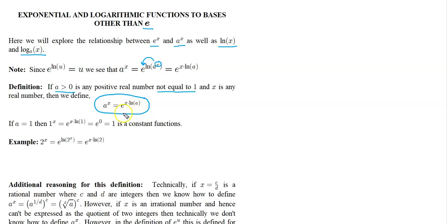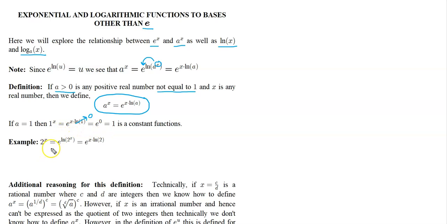Now, the reason we don't want to let a equal 1 is because in that case we just get a trivial function. Notice that if a is 1, 1 to the x equals e to the x times ln 1, and this term is 0, the natural log of 1 is 0, so we get back e to the 0, which is 1. So that's just a constant function.